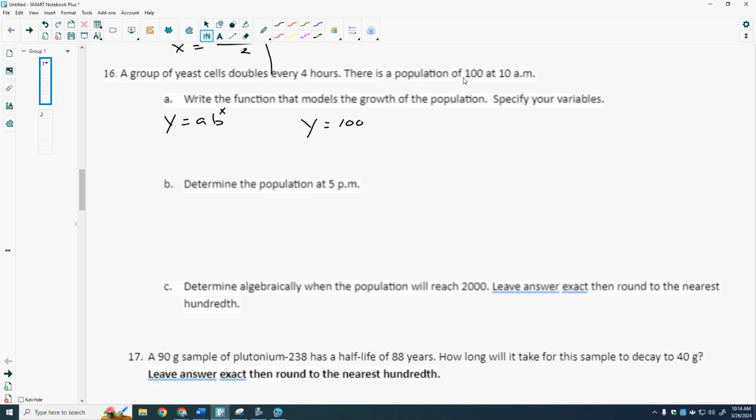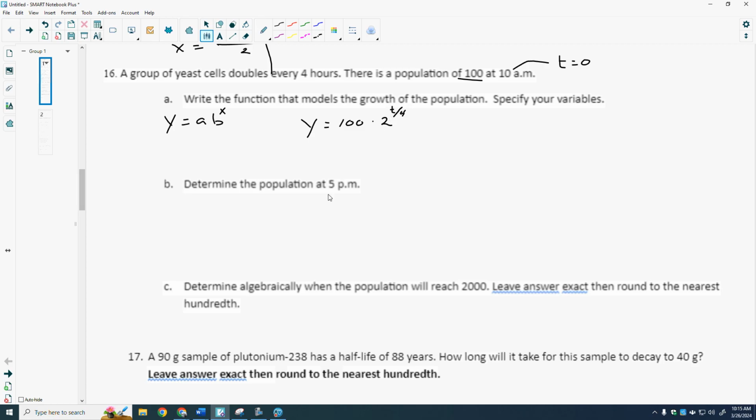There's a population of 100 at time equals 10 a.m. I am going to call this time equals 0, and everything will be based upon 10 a.m. when I start counting. Okay, doubles every 4 hours. So doubles, my growth rate is 2 every 4 hours. So I have to have t divided by, or x divided by 4. If t is 4, this exponent is a 1, meaning it doubles once. If t is an 8, the exponent is a 2, meaning it doubles twice.